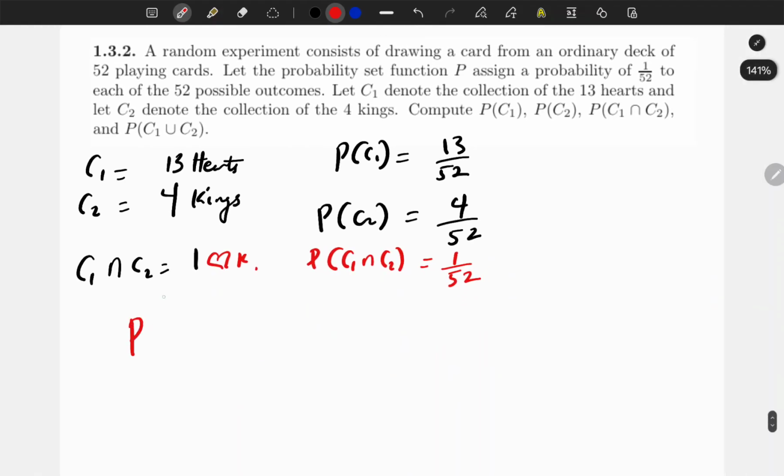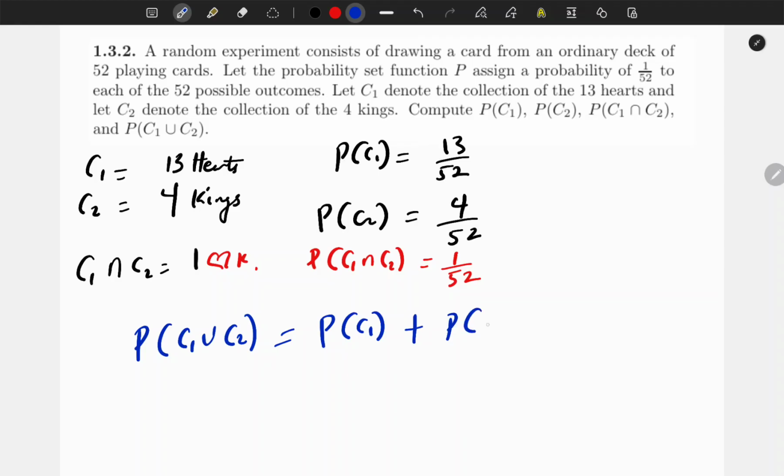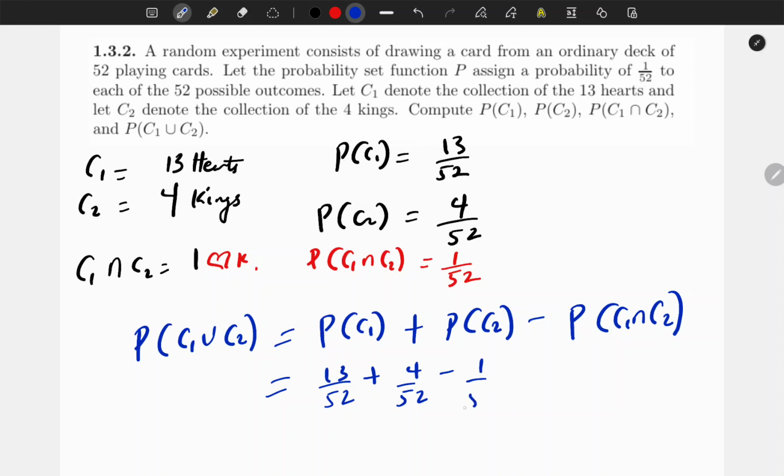So for their union, the probability of C1 union C2 is the probability of C1 plus the probability of C2 minus the probability of C1 intersect C2. That is equal to 13 over 52 plus 4 over 52 minus 1 over 52, which is equal to 16 over 52.